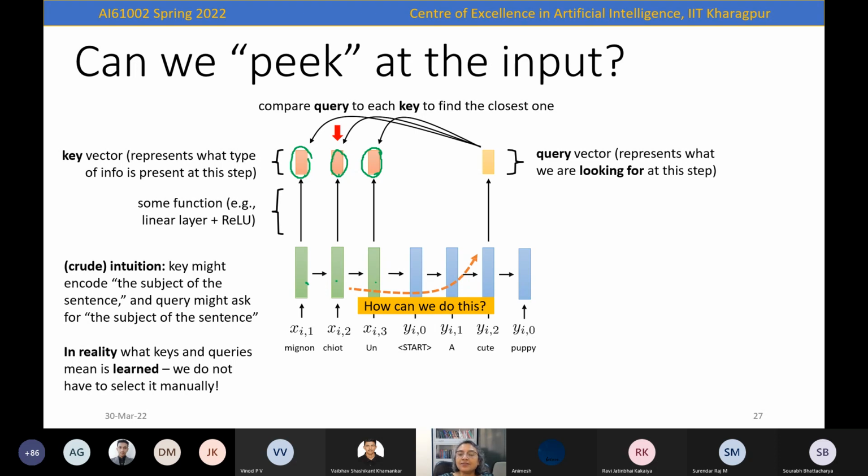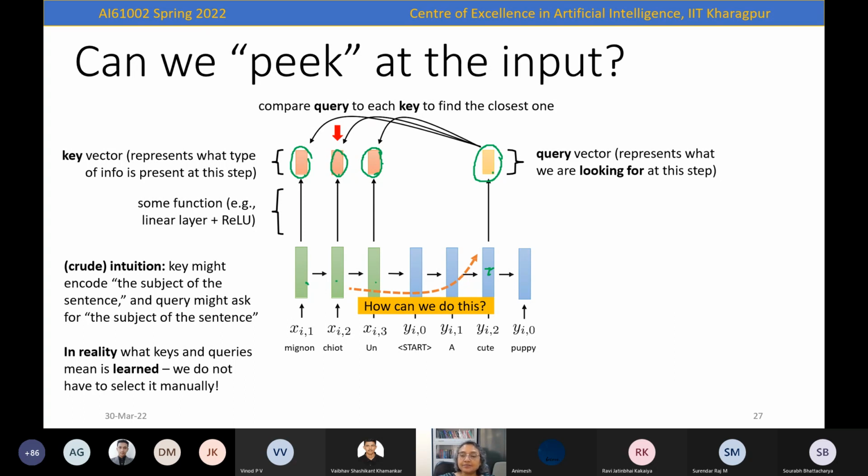Now, when we are at a particular state of the decoder, suppose we are at the Tth state of the decoder, we query from the Tth state, we generate the query vector of the Tth state, and based on the query vector, we find out how much do we need each of these states in the encoder. For each encoder state, if there are n encoder states, we try to find out how much to take from each of the encoder states.